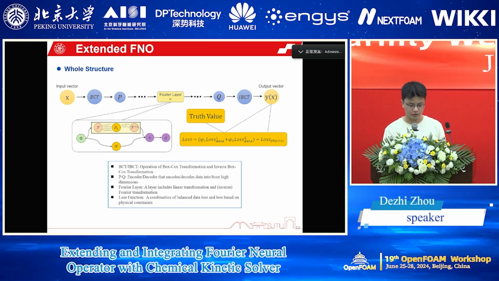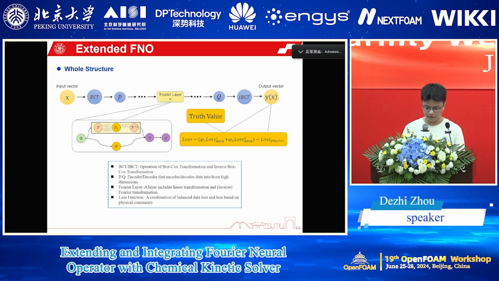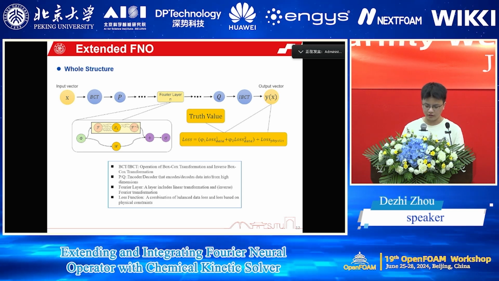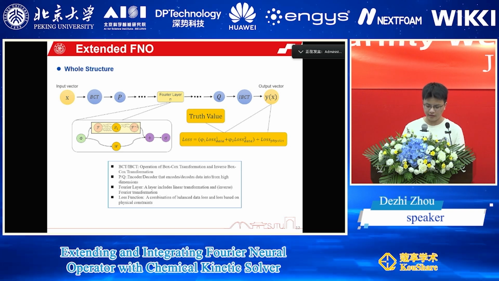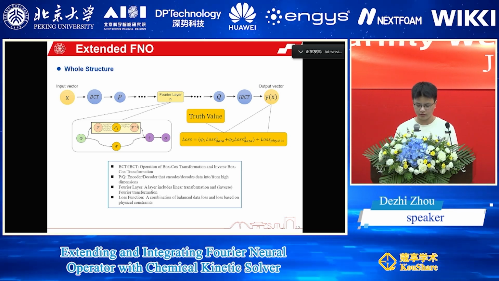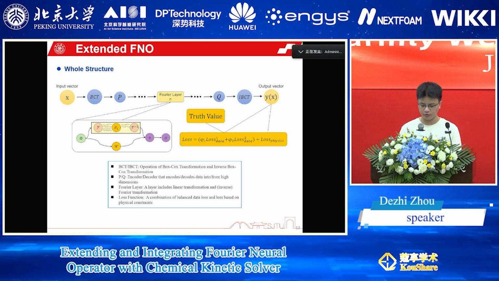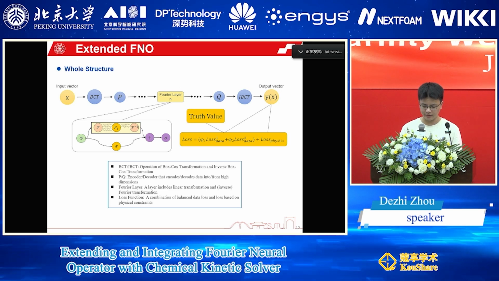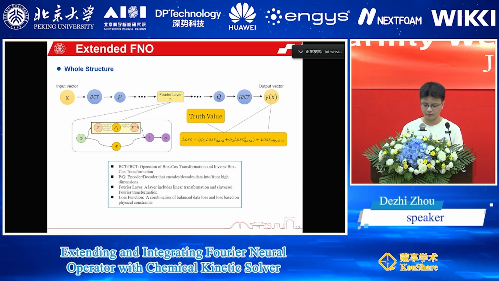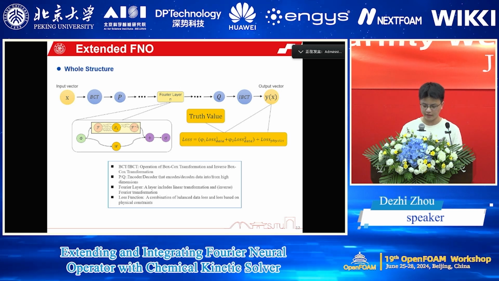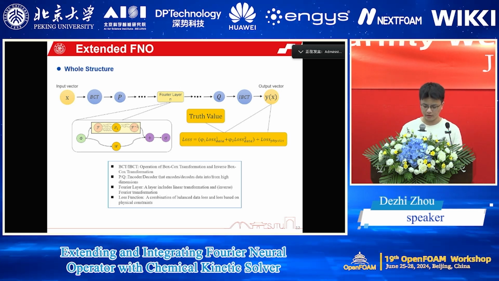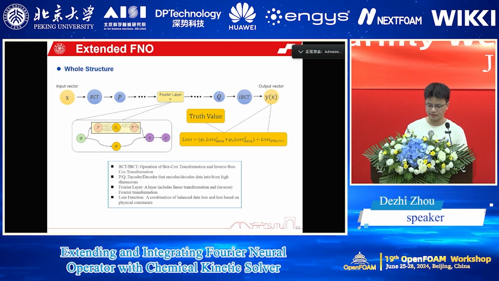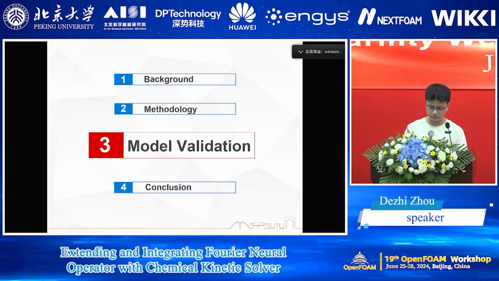And the whole structure of our extended FNO is shown here. First, we have the input vector, and we pass it to the part of box call transformation. And we have the encoder and the decoder that encodes or decodes data into high dimensions. Fourier layers include linear transformation and Fourier and inverse Fourier transformations. So then we get our output vector, and we will use this loss function to calculate the loss and finally optimize the parameters in our structure.